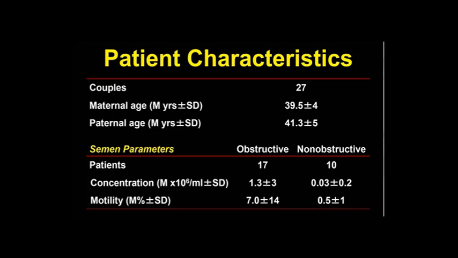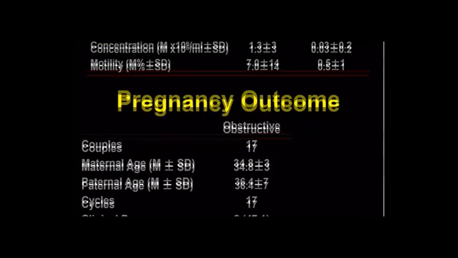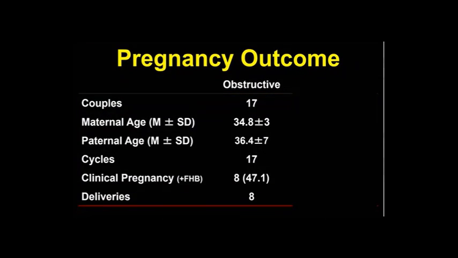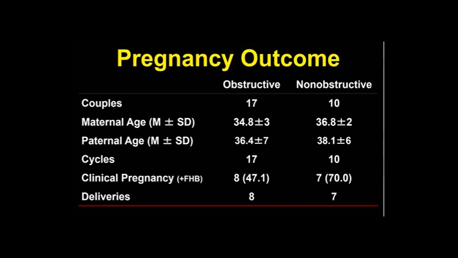Of the 27 couples included in this study, 17 OA men underwent surgical sperm retrieval, while 10 NOA men underwent testicular biopsy. These procedures were all successful in retrieving spermatozoa for ICSI. The obstructive cohort underwent 17 ICSI cycles, resulting in a 47% clinical pregnancy and delivery rate, while the non-obstructive cohort underwent 10 ICSI cycles, yielding a clinical pregnancy and delivery rate of 70%.